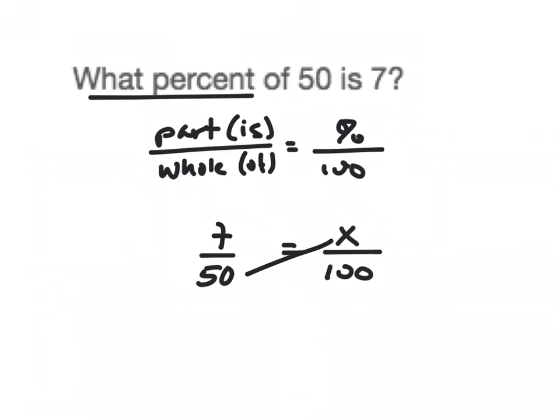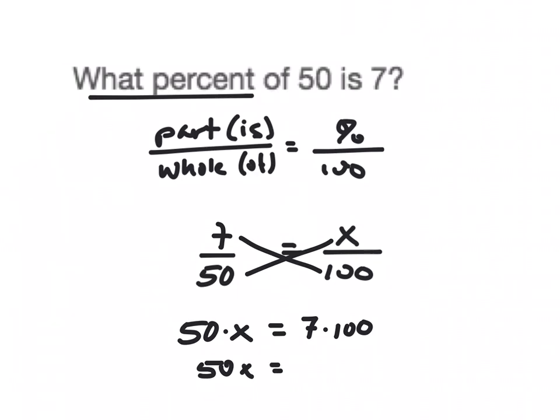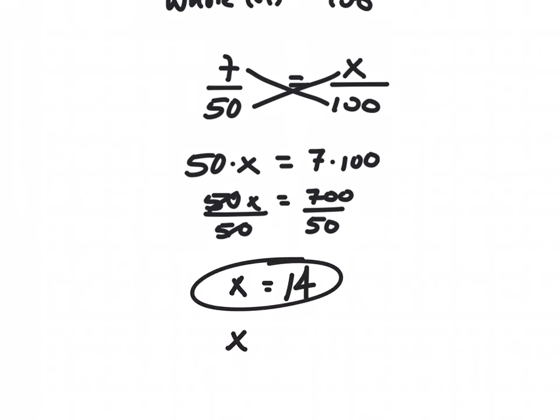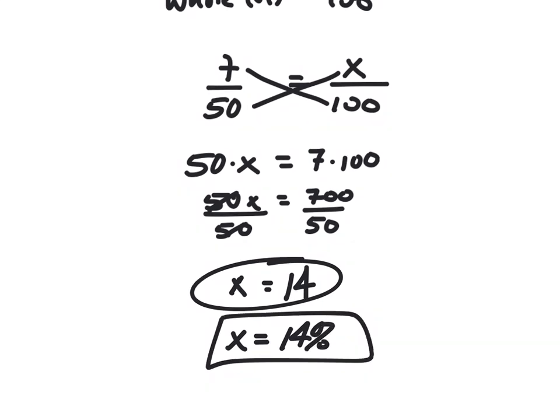So I'm going to cross multiply. I'm going to do 50 times x, and that's going to equal 7 times 100. So 50 times x is equal to 700. I'm going to divide both sides by 50 to solve for x. These are going to divide out, and I've got that x is equal to 700 divided by 50, and that's going to give me 14. But remember we're finding a percent, so x is equal to 14%, and we're done. Not too bad.